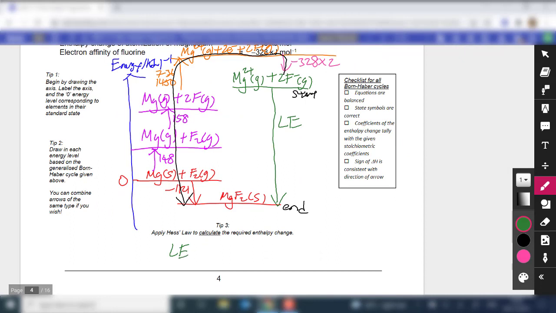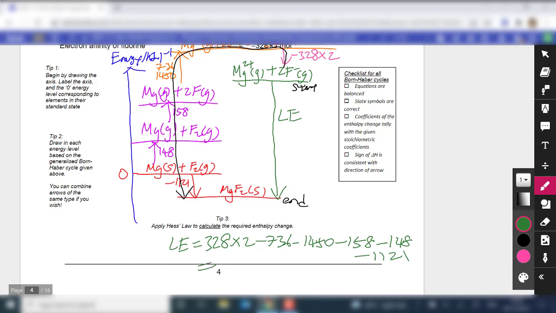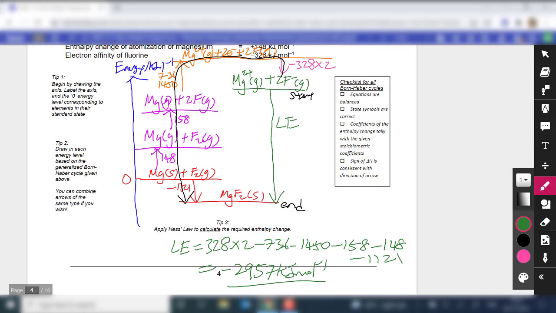So lattice energy is therefore equal to 328 multiplied by 2 minus 736 minus 1450 minus 158 minus 148 minus 1121. Okay, so if you punch your calculator, you should end up with negative 2957 kilojoules per mole. Okay, as I often tell my students, all roads lead to Rome. This is not the only way you can sum up.